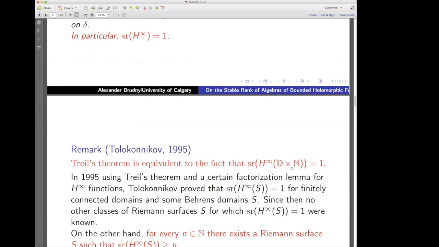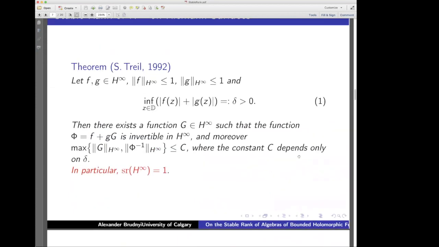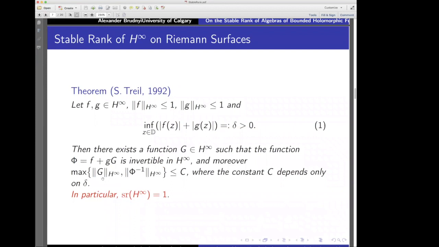So we have a countable union of open unit disks and consider H infinity, so bounded holomorphic functions on this countable union with supremum norm still. So this will be H infinity of D times N. Okay, and so the stable rank of this algebra will be 1. Why? Because of these estimates. We have uniform estimates for the solution.